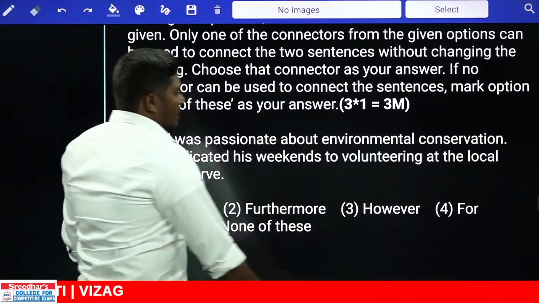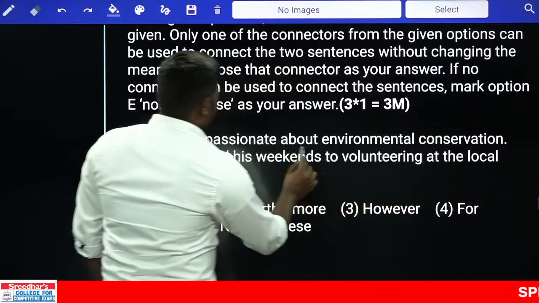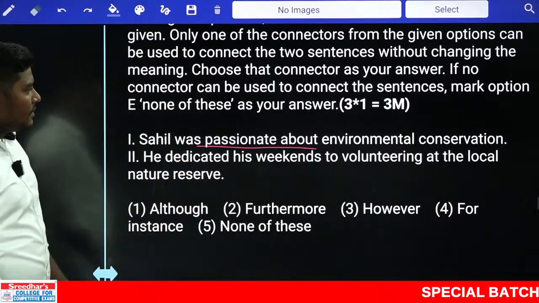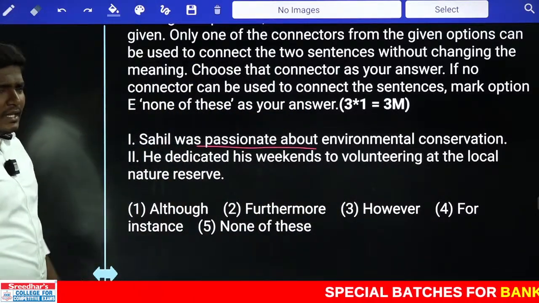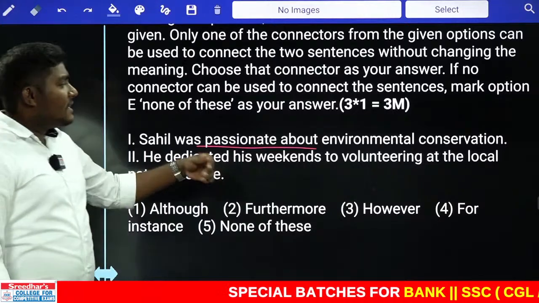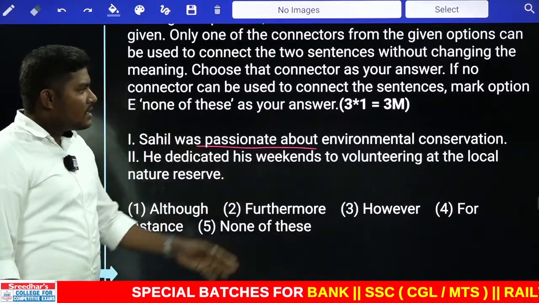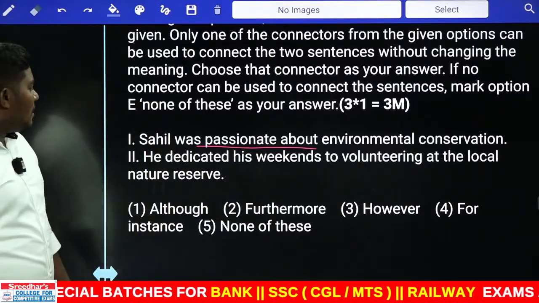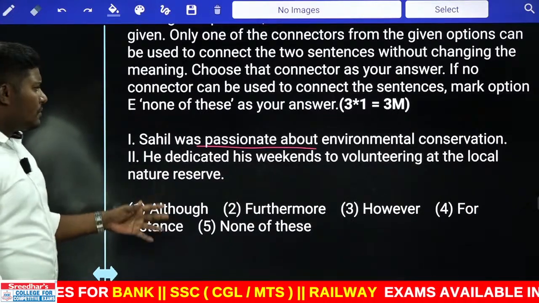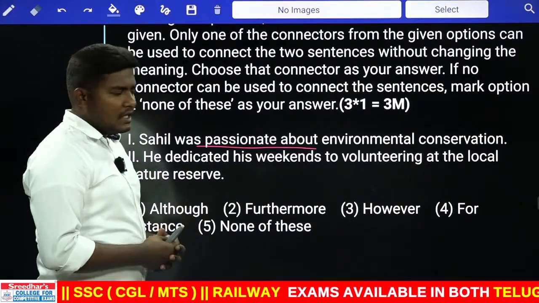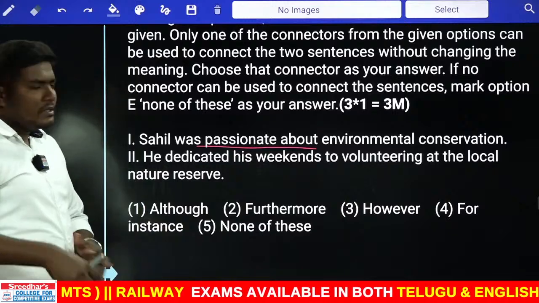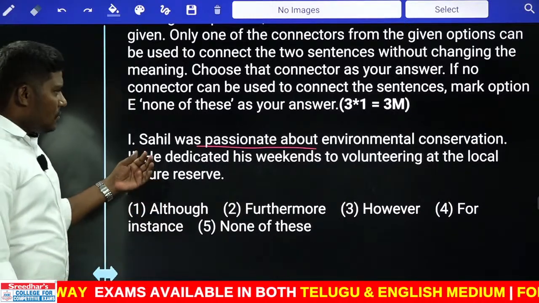Sahil was passionate about environmental conservation. He was passionate, that goes as a positive. Environmental conservation, he wants to protect the environment. He dedicated his weekends to volunteering at the local nature reserve. So both are positive cases. This guy loves protecting the environment and takes out his weekends to volunteer.